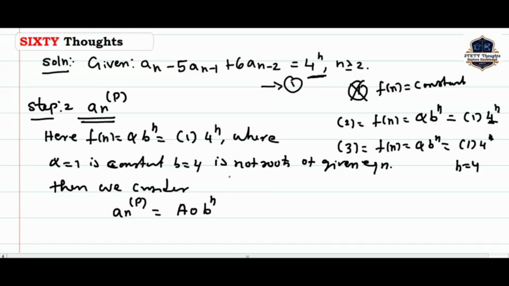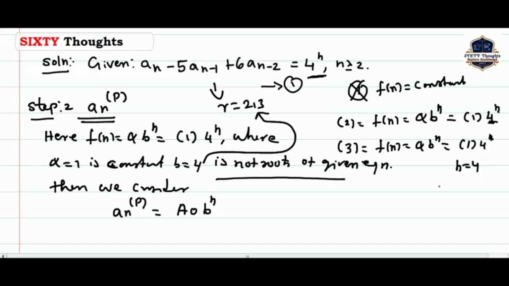How to verify this? Check whether b is a root of the characteristic equation. The roots of this equation are r equal to 2, 3. Your b value is 4, and 4 is not a root of your characteristic equation. Therefore we consider type 2. Suppose we get roots 4, 3. Then b equal to 4 is a root of the characteristic equation, and we consider the third type.